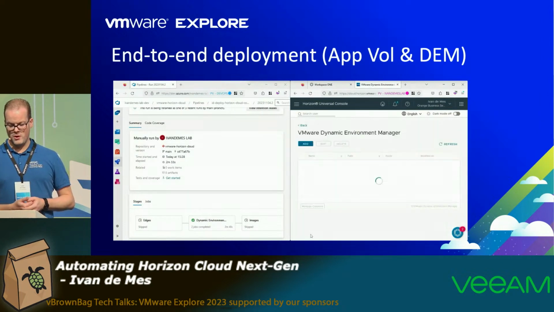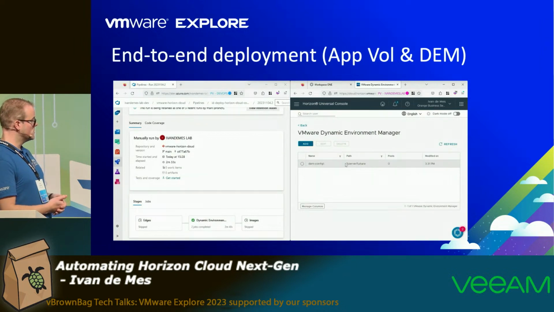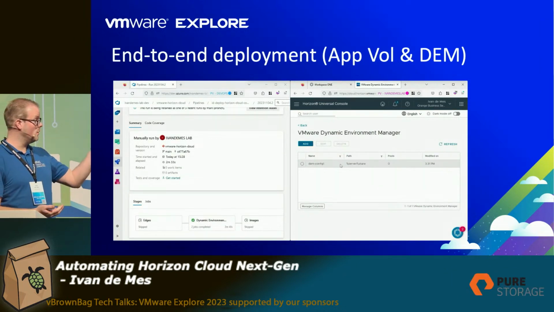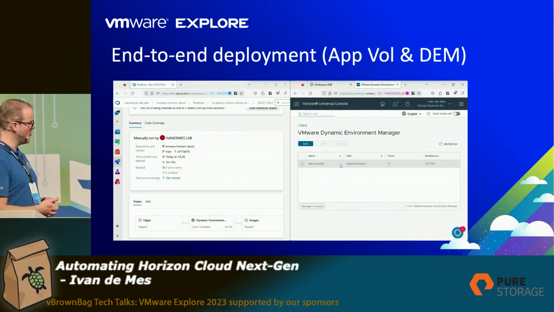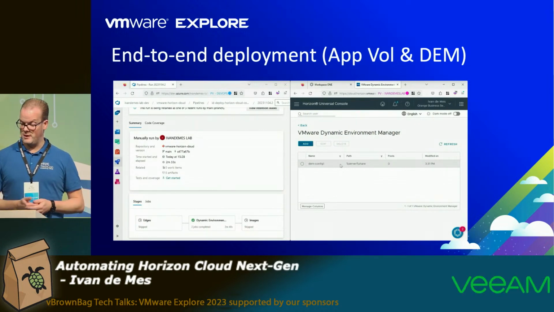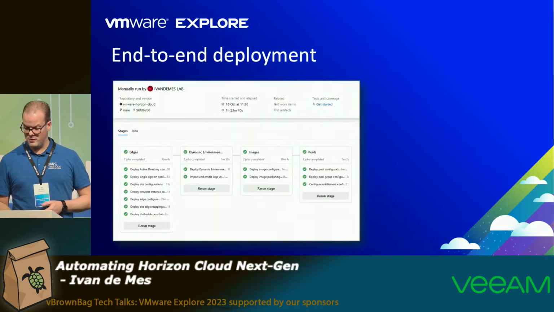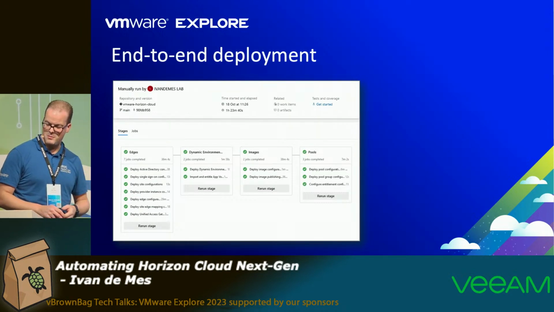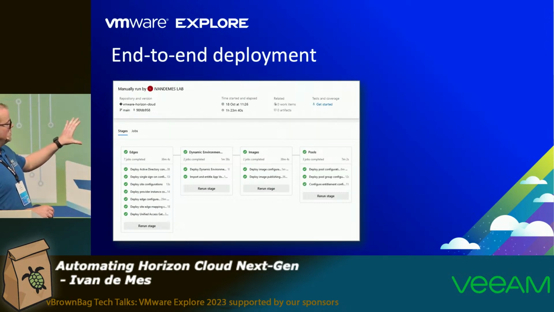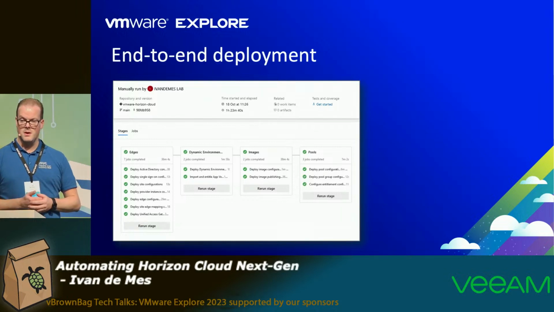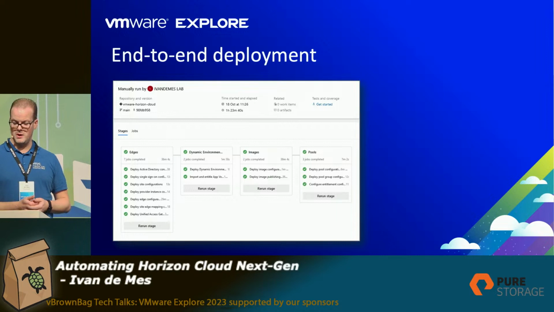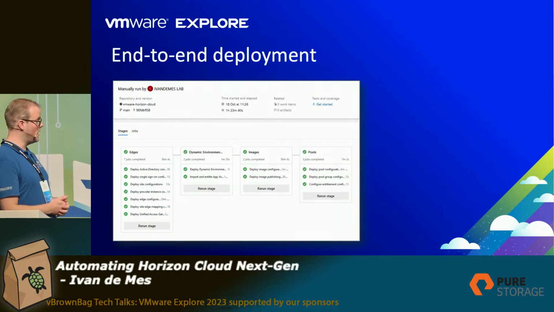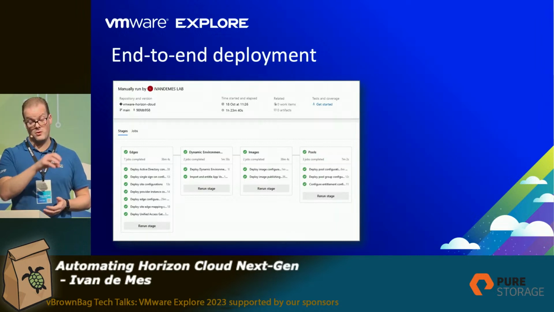Then we do the same for Dynamic Environment Manager. So what we have is we have our file share. So that file share hosts our Dynamic Environment Manager configuration, and it all gets configured automatically as well. But like I mentioned, and for time's sake, it's just a picture in this case, but you can go through all the stages to eventually get a full end-to-end deployment. It's just starting the pipeline, and everything comes from that configuration file.